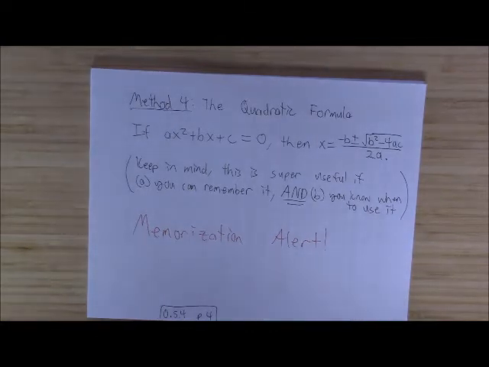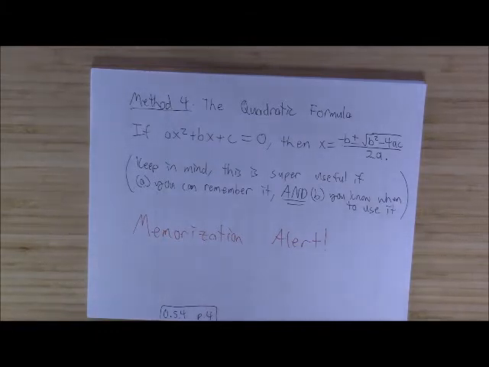If ax squared plus bx plus c equals 0, then you have a quadratic equation whose solution is x equals negative b plus or minus square root of b squared minus 4ac all over 2a.